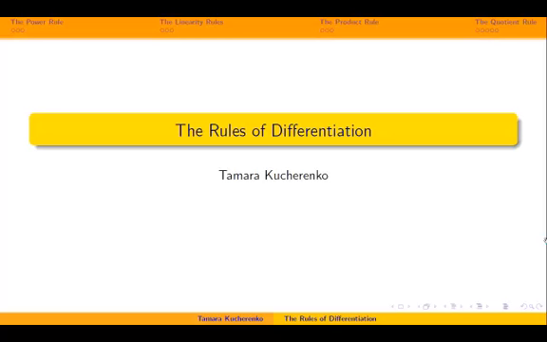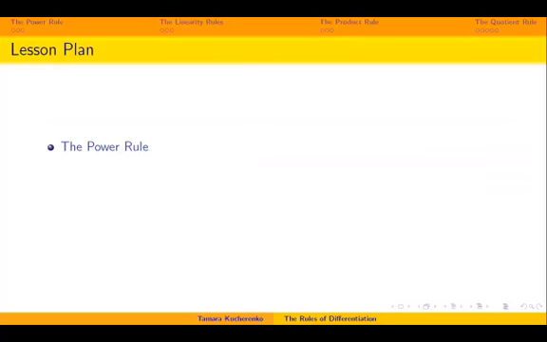The main goal of this lecture is to develop the basic rules of differentiation. These rules are particularly useful because they allow us to find derivatives without computing limits. We start with the power rule, which is used to find derivatives of power functions. Then we state the two linearity rules, which are the constant multiple rule and sum difference rule.